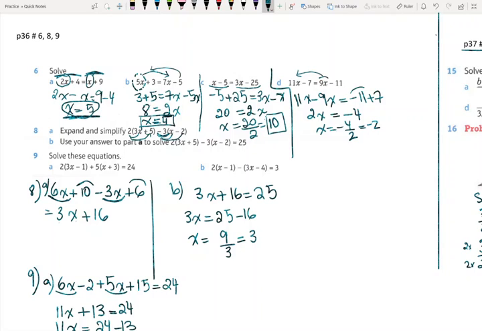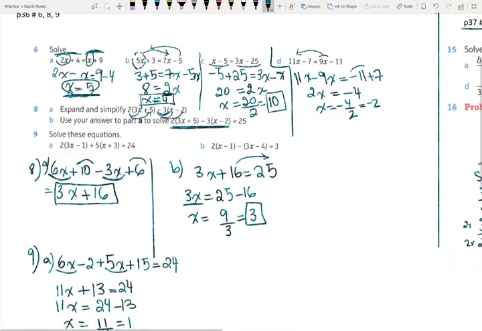Part B, use the answer to part A to solve the following equation. Therefore, without redoing the expansion for this part, you already did it in part A. You place the answer that you got and you write it equal to 25, and then you solve. So you take 16 to the other side with the number 25. So it's 3x equals 25 minus 16. So x is equal to 9 over 3. You are dividing by 3. Therefore, the answer is 3.